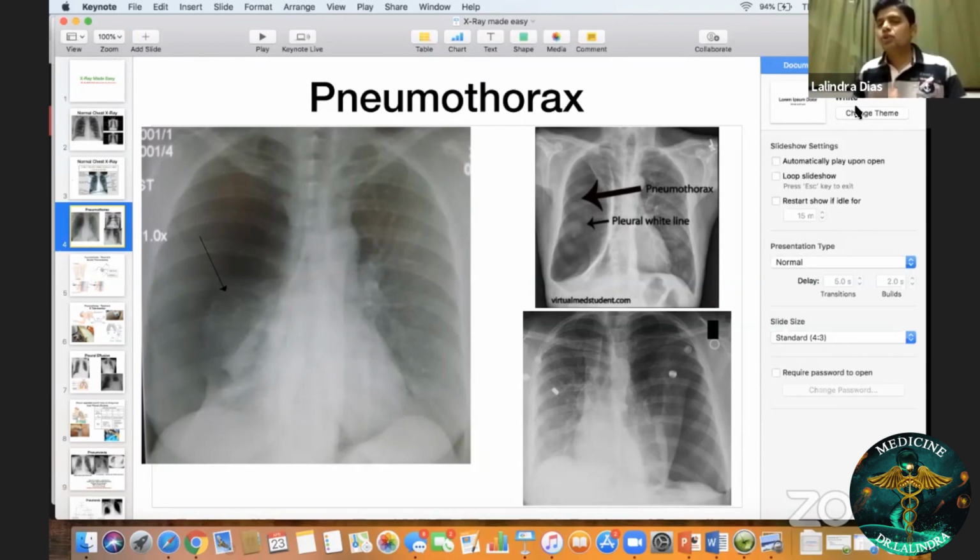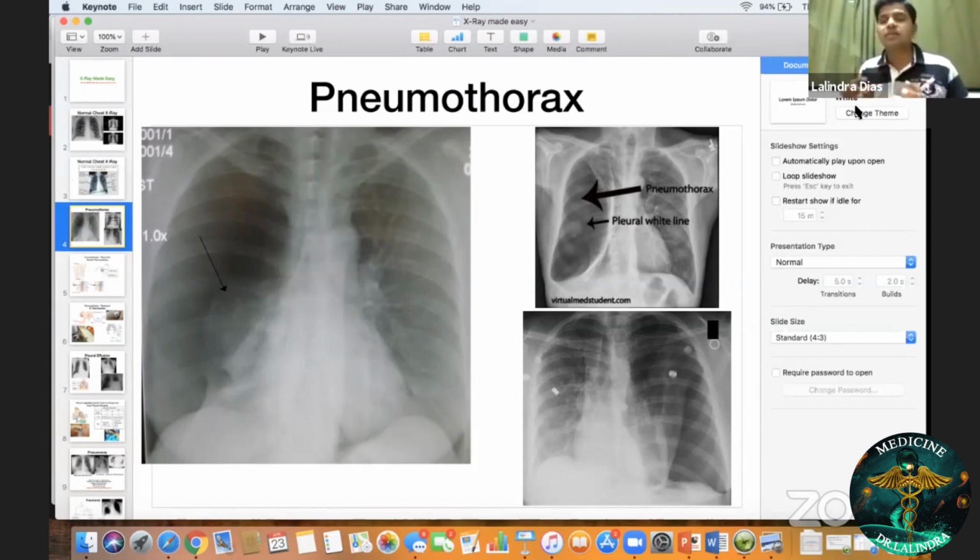Empyema. You also can get blood. Certain conditions can cause bleeding into the pleural space between the parietal pleura and visceral pleura, and that is called hemothorax. Then also in certain conditions like damage to the thoracic duct.